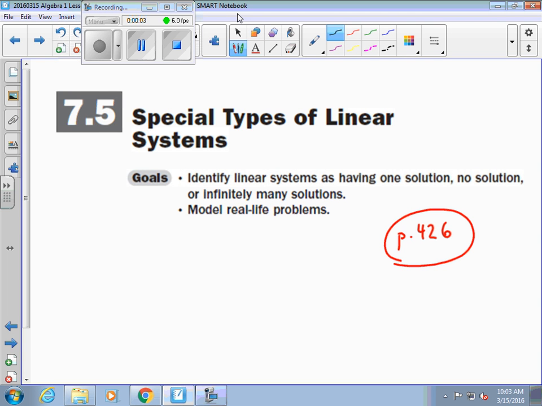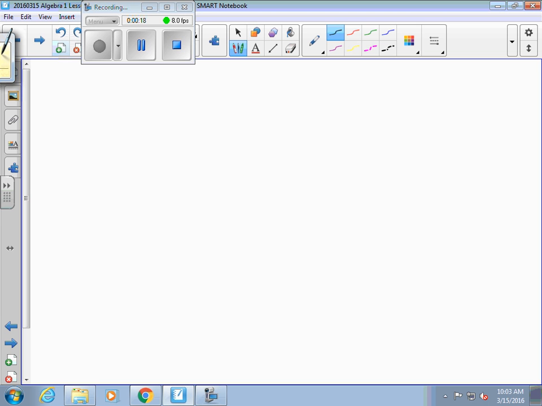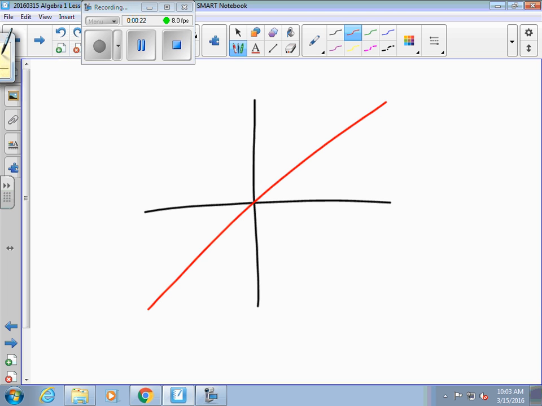This is Algebra 1, Lesson 7.5. We're looking at special types of linear systems. All this means, we know what linear systems are. That's two lines that are going to intersect at one point. So when you're talking about a system, we know we can solve it.